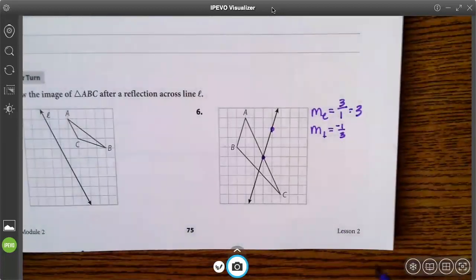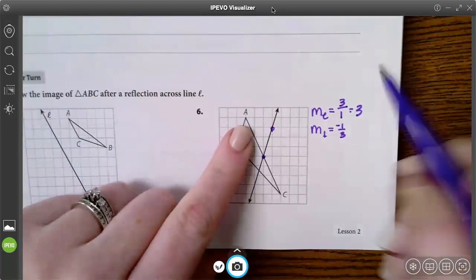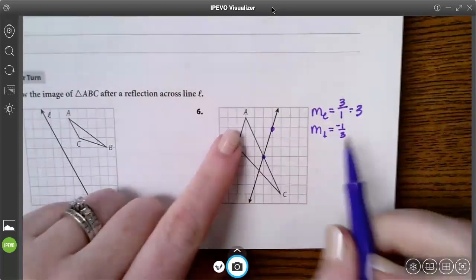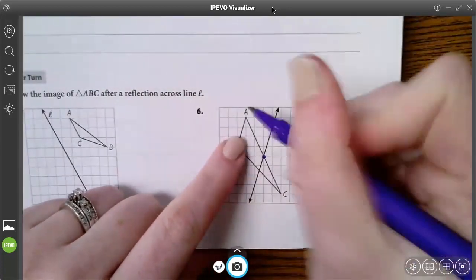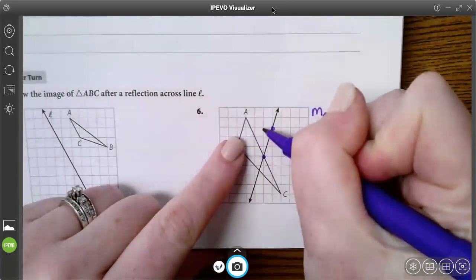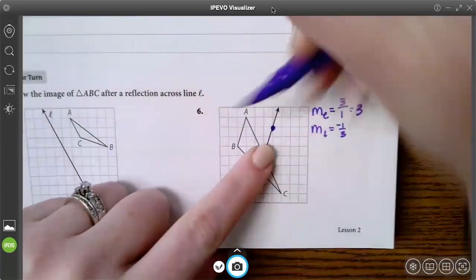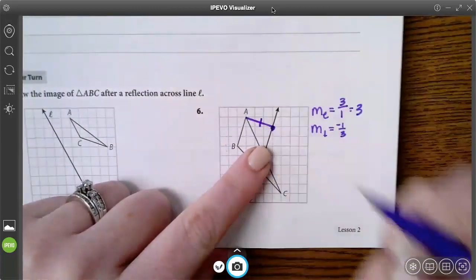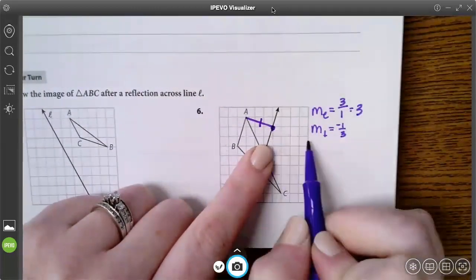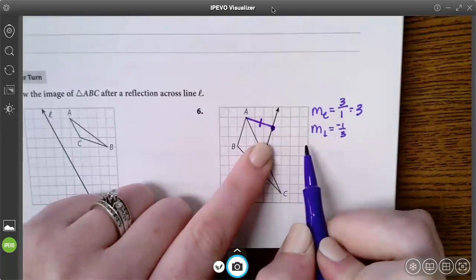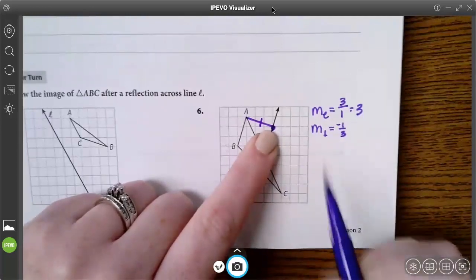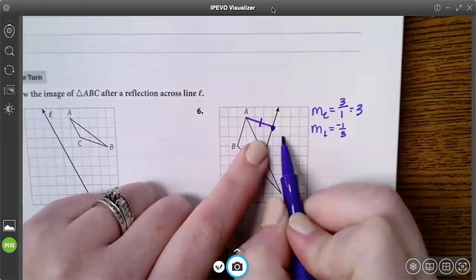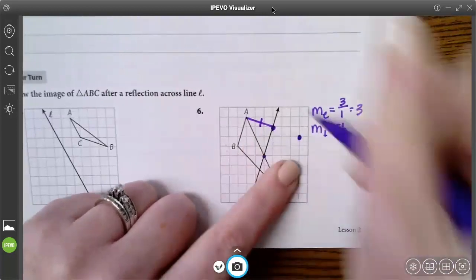And our segments need to connect every point to where its image will go. So I'm going to start with A. And from A, I'm going to use the -1/3 slope. I'm going to go down 1 and over 1, 2, 3. Okay, well, if I do that one time, that takes me to my line of reflection. So I need to do that one more time on this side so that I have this point as a midpoint of that line. So I'm going to go down 1 and over 1, 2, 3. There's A prime.